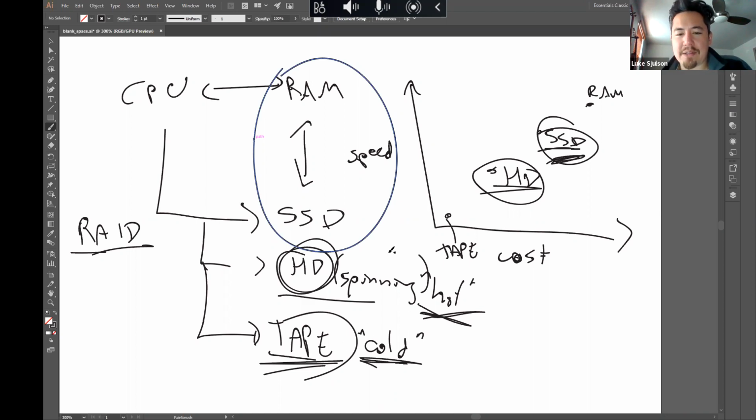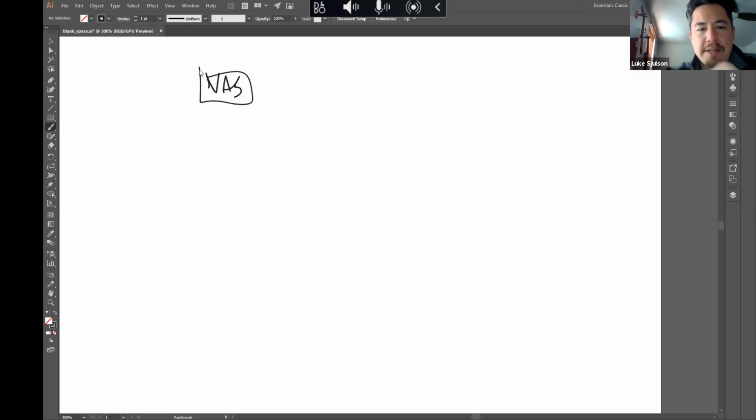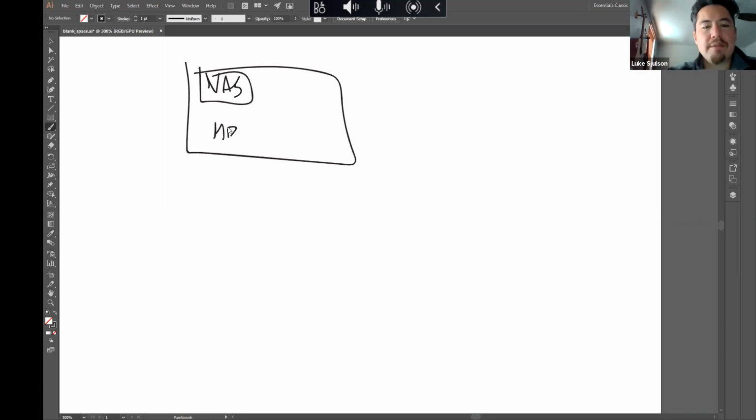The way that it actually works is that, within a lab, the best way to do this sort of stuff is what's called a NAS. It's network attached storage. So that's a storage unit that has a bunch of hard disks in it, in a RAID configuration.